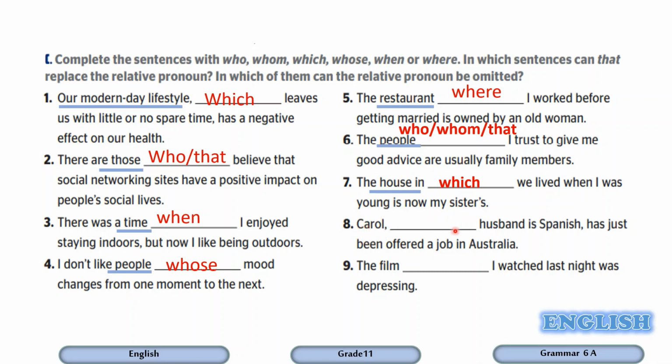Number 8, Carol, husband is Spanish. Yes, Carol is a person, but please make sure to complete the sentence. Husband: we are talking about the husband of Carol, which is possession. So Carol, whose husband is Spanish, has just been offered a job in Australia. Number 9, the film I watched last night was depressing. The film is a thing here, so we use which or that.